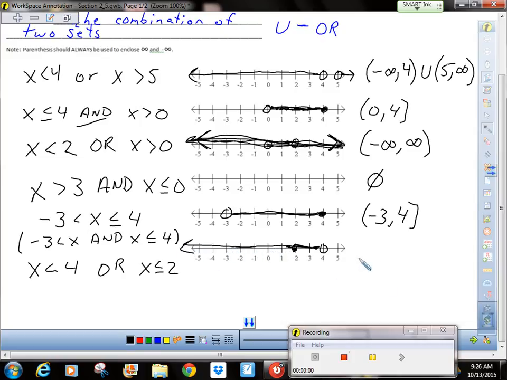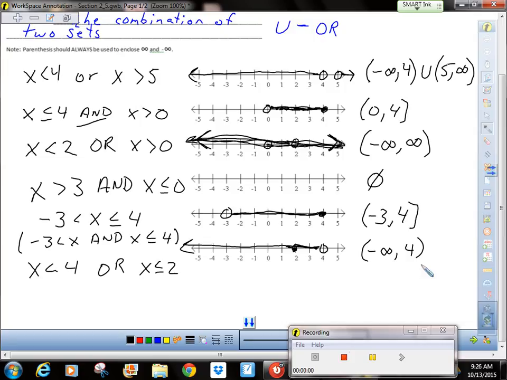And if I write the solution out in interval notation, it would be from negative infinity to 4, but not including 4. And that kind of makes sense, because when you say less than 4, aren't you taking care of the less than or equal to 2 part? Yeah.